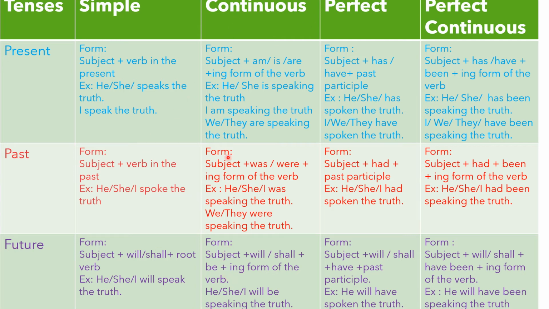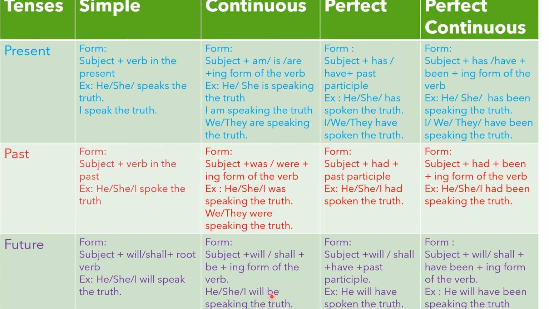Future continuous. The form of the future continuous is subject, will or shall you can use, plus be plus the ing form of the verb. So here in the future continuous, you write be. Now, the be form in the present is am, is, and are. In the past, it is was and were. But in the future, it remains be only. Therefore, you will write for the future continuous: he, she, or I, the subject, will be speaking the truth.